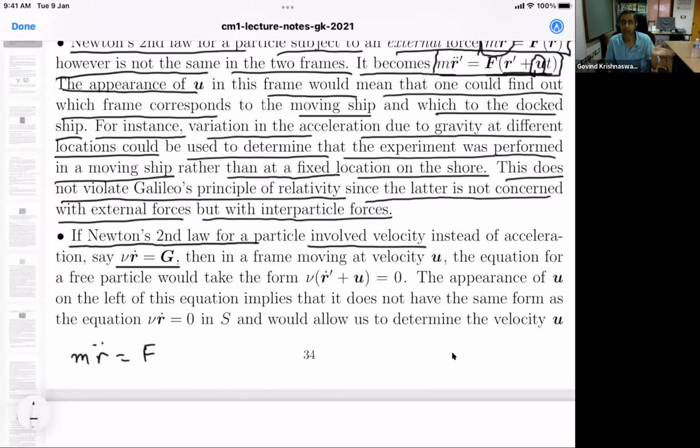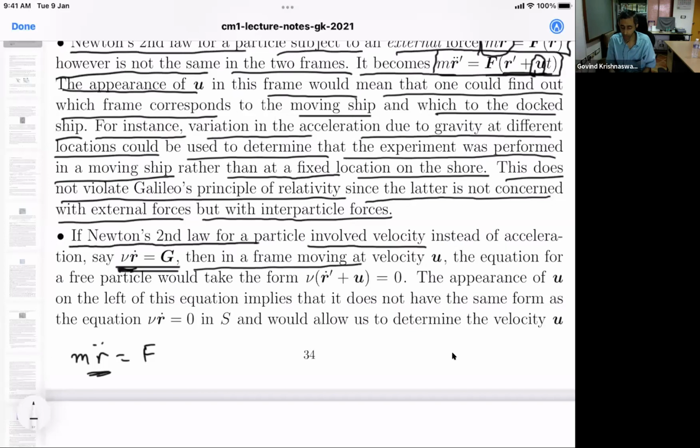So this is some variant of Newton's law that we have proposed, and we ask whether it is consistent with the principle of Galilean relativity. The difference is that it only involves the velocity of the particle and not the acceleration of the particle. Nu is some constant. Suppose this is the equation of motion in the unprimed frame, in the frame of the ship that is anchored in the harbor.